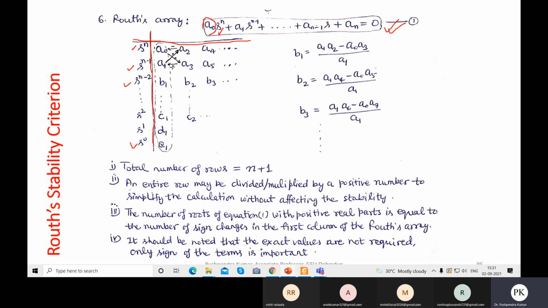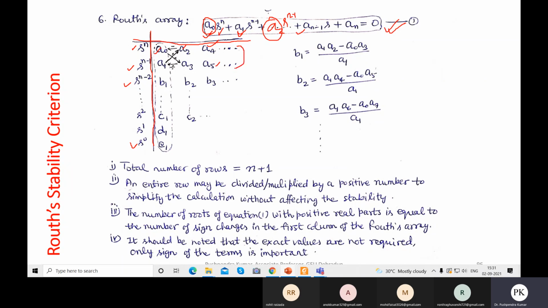So this a0, you leave it, then take a2, a2 s to the power n minus 1. So you take a0, you take a2, you take a4. You write these things in the first row: a0, a2, a4, and the remaining a1, a3, and so on, a5 in the second row. You write these two rows.